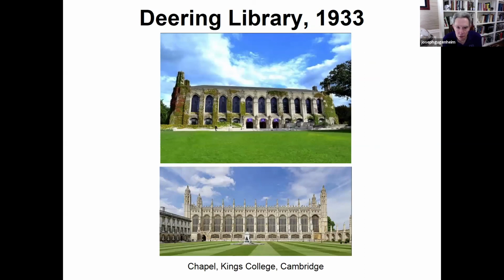This is the iconic Deering Library as seen from Sheridan Road. You can see how it resembles the chapel at King's College, very similar buildings. So it's thought that the inspiration for the building came from this King's College chapel.